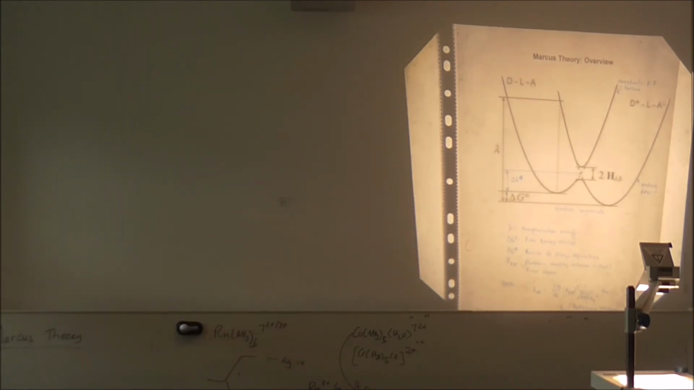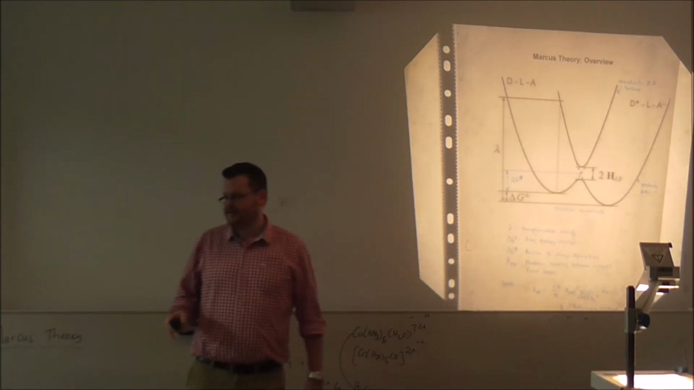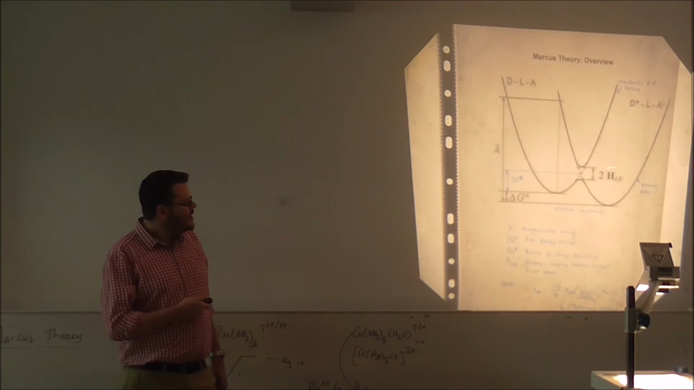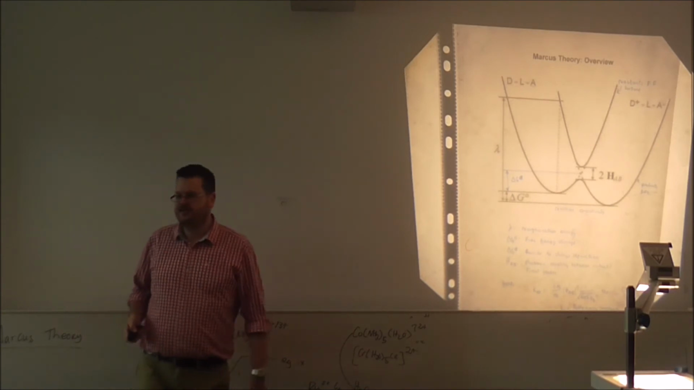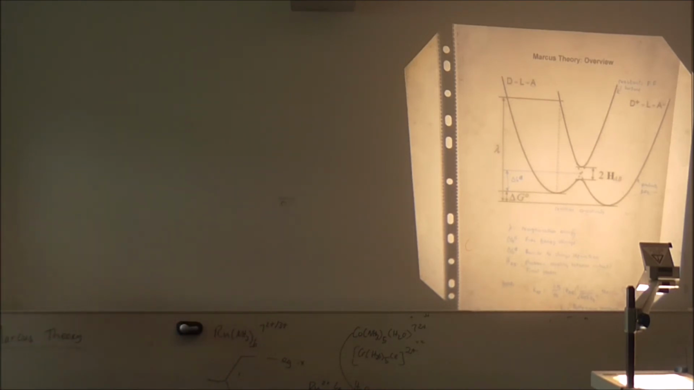Now, basically, where these two curves intersect, that over there, from the bottom of the reactant curve to the point where they intersect, is the free energy of activation of the electron transfer process, right? And the difference in energy between here and here is the free energy change of the electron transfer reaction. That's Marcus theory. Now, what is lambda?